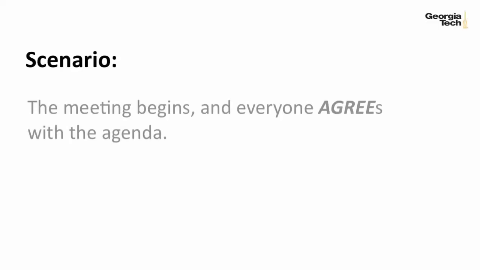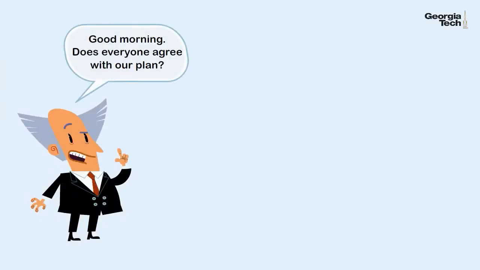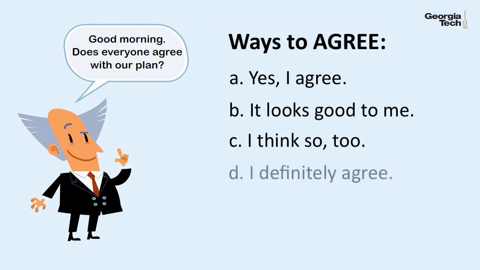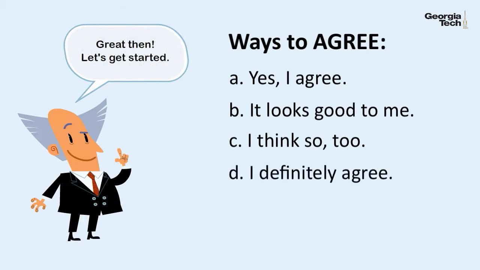Let's start with the language we use for agreeing and disagreeing. In the first conversation, the meeting begins and everyone agrees with the agenda. Good morning. Does everyone agree with our plan? Yes, I agree. It looks good to me. I think so too. I definitely agree. Great then, let's get started.